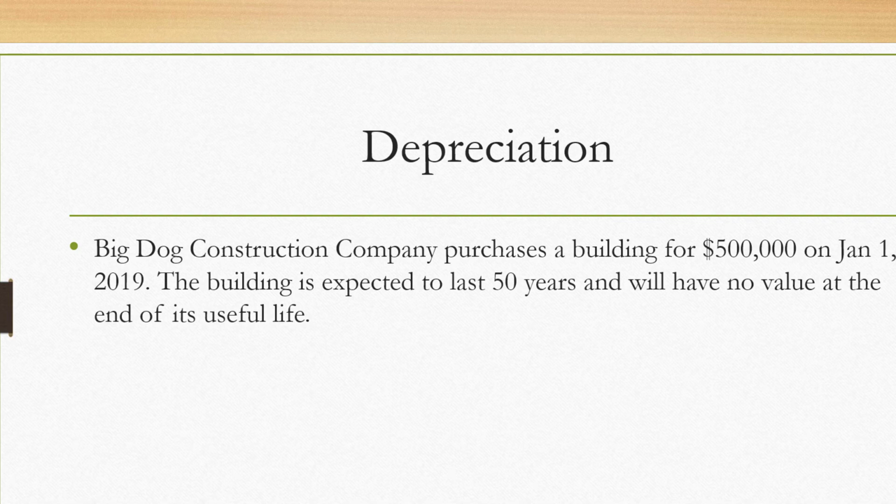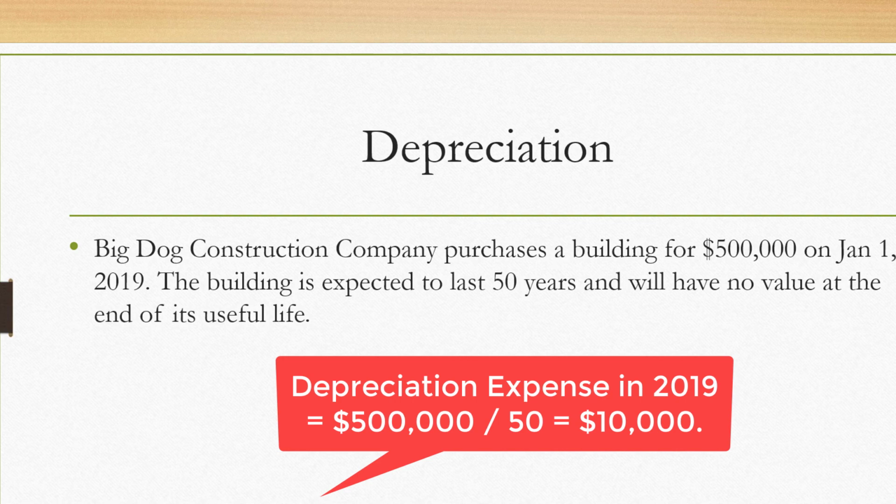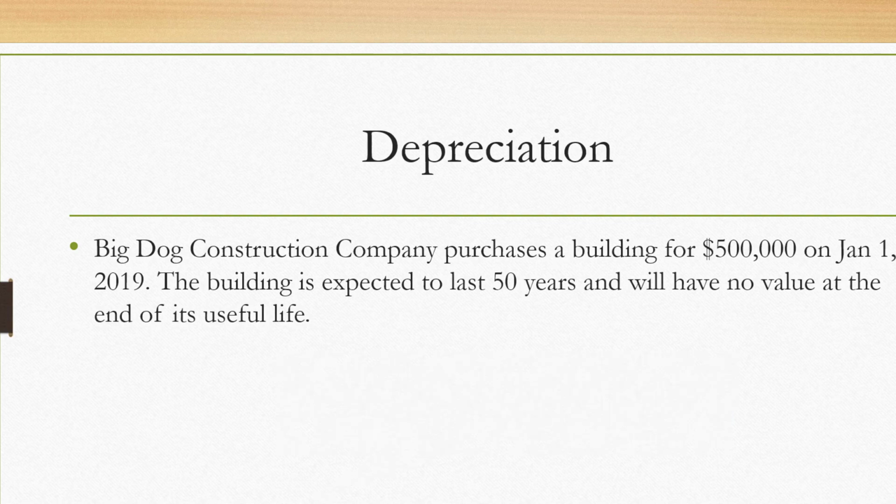So in this example here, $500,000 building, gonna last you 50 years, no value at the end of its useful life. So you take $500K divided by 50, and you have depreciation expense of $10,000 every year.